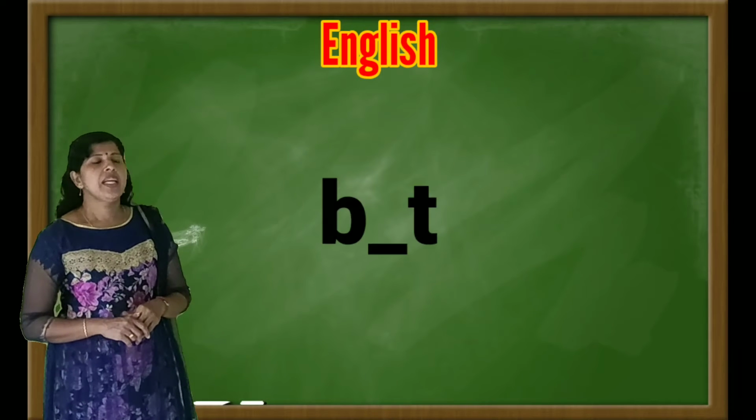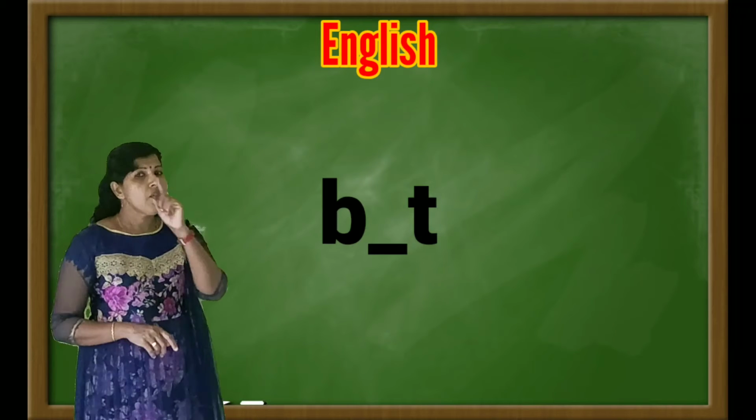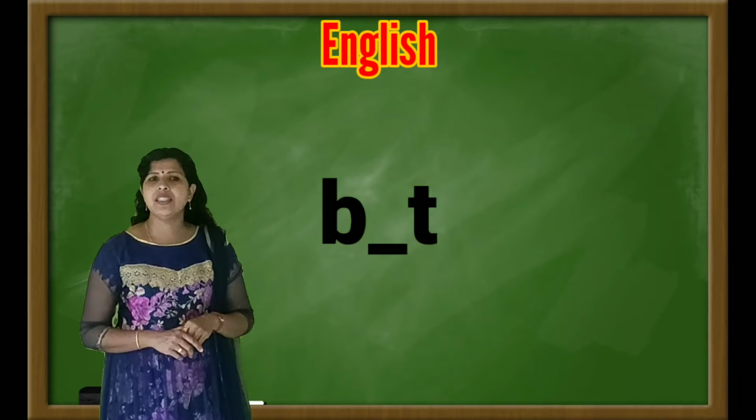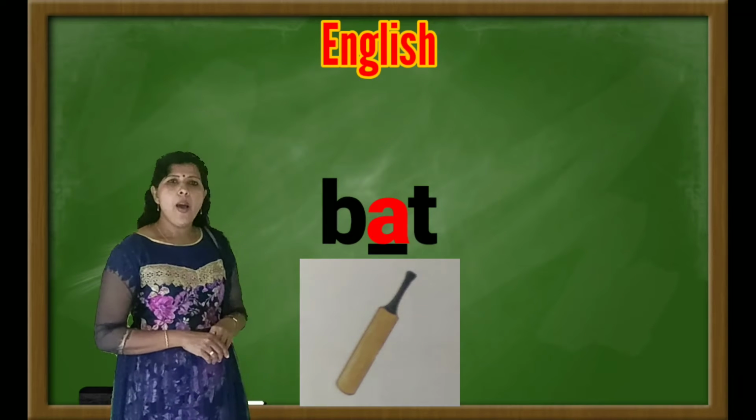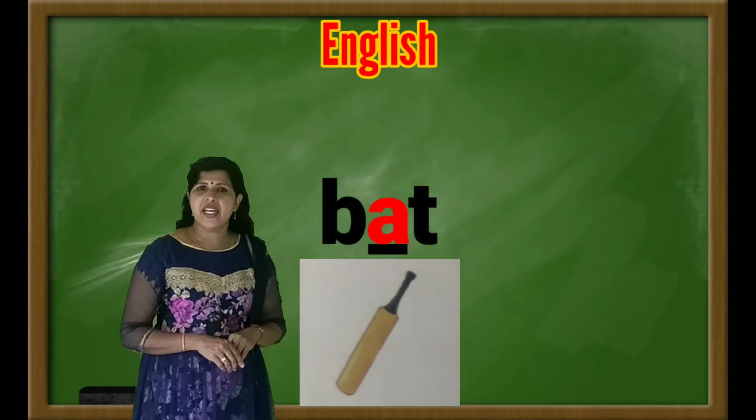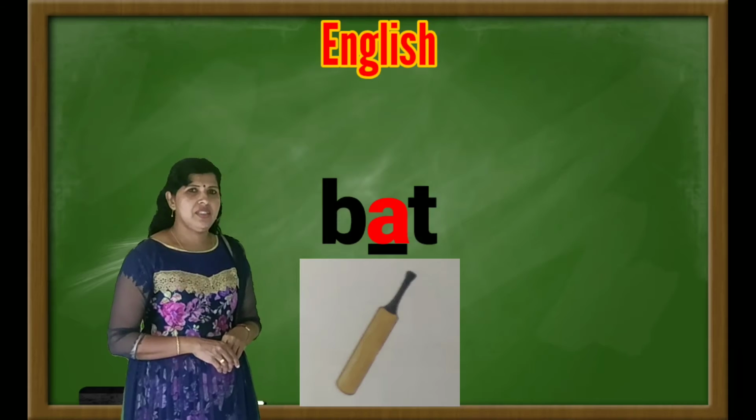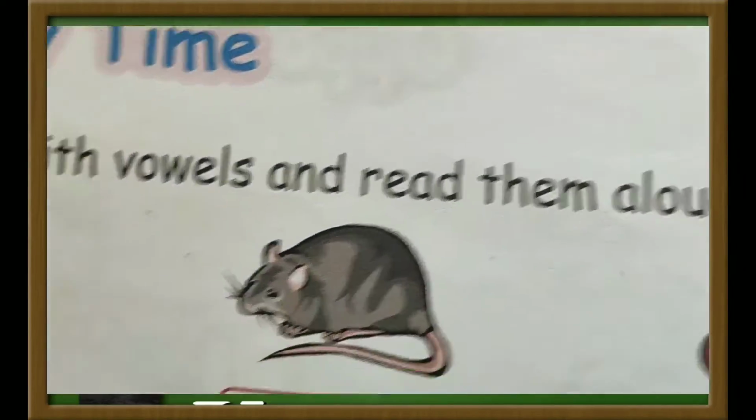B dash T. Which vowel is missing here? A. B-A-T. Bat. Fill in the blanks with vowels and read them aloud.